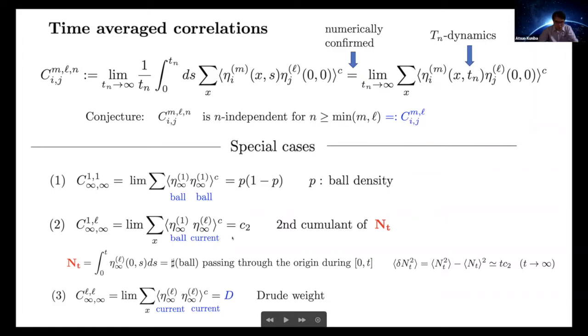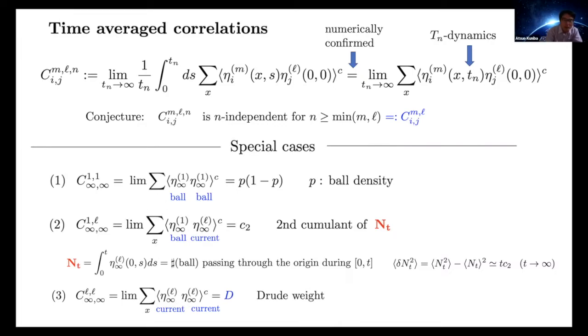And you can show that this equals the second cumulant of NT. What is NT? It is the number of balls passing through the origin during the time interval 0 to t. And if you take this fluctuation, then it should scale linearly in t, and this coefficient is the second cumulant. So this should be a very important quantity. And if I take one further index to L, then I get the two-point correlation of current and current. So this generalized family of correlations contains many interesting and important and basic transport characteristics.